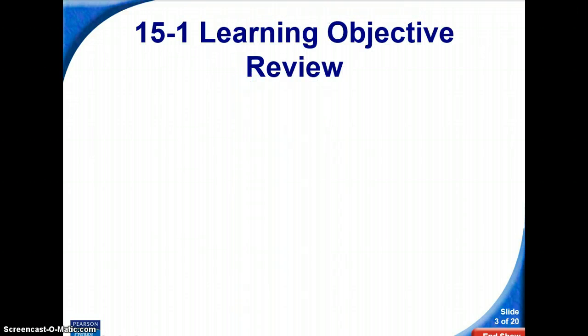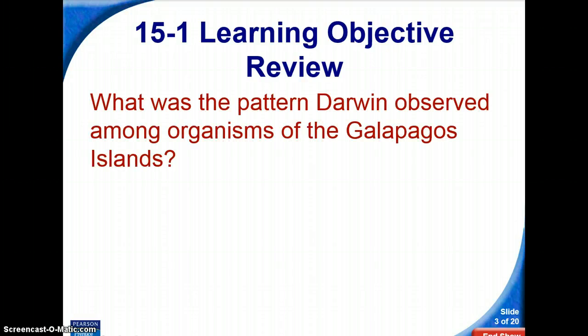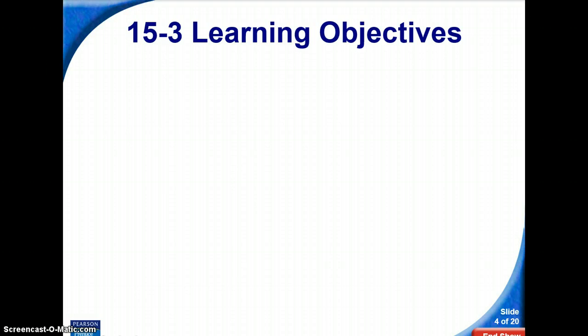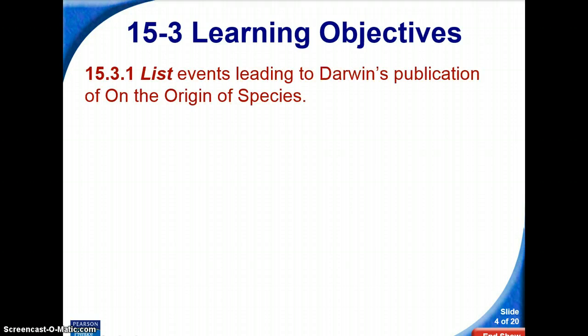Okay, let's start out with a little learning objective review. Chapter 15, Section 1, the question we talked about was, what was the pattern Darwin observed among organisms of the Galapagos Islands? You do not have to write this down. This is just for review. So just remember that Darwin noticed that the characteristics of many animals and plants varied greatly among the different islands of the Galapagos. Now the learning objectives for this lesson, and there are 5 of them. We are only really going to focus on a couple, but there are 5 learning objectives.